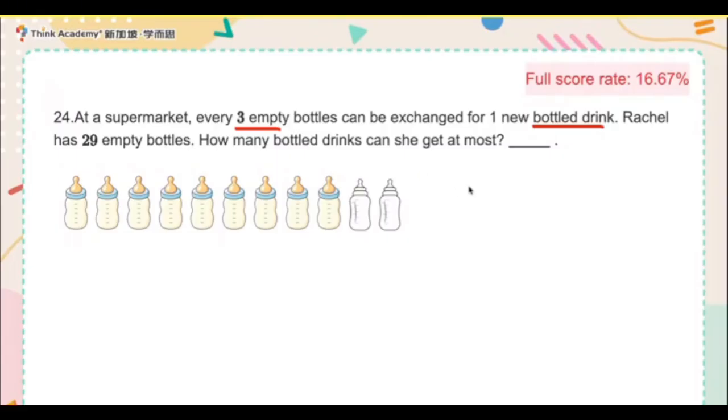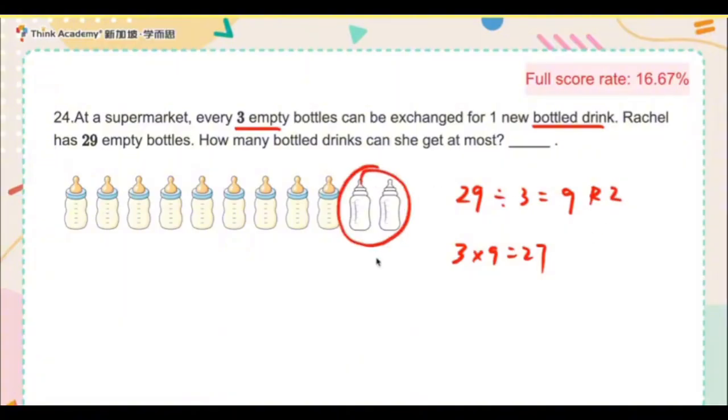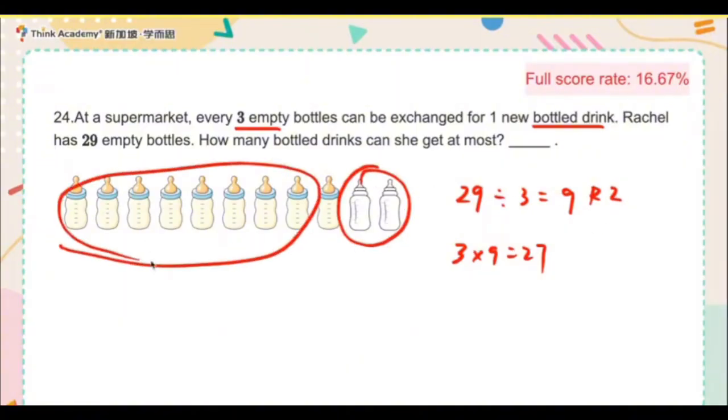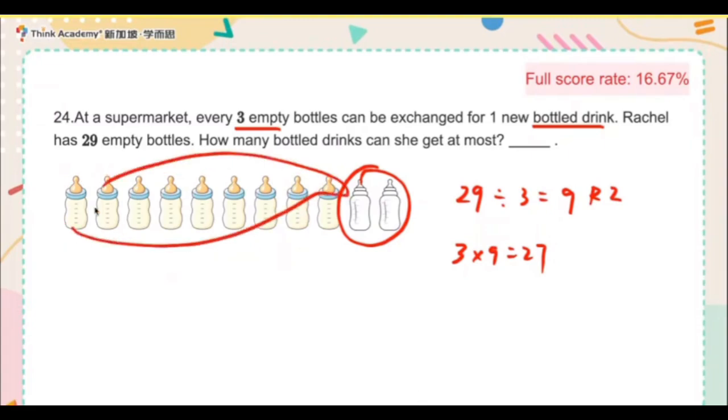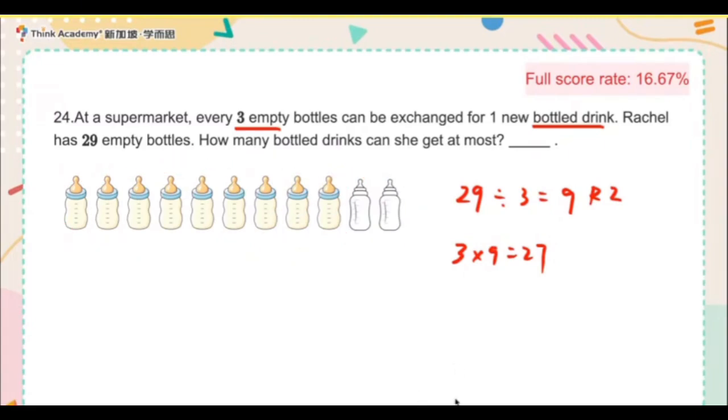Yeah, this one will be related to remainder, right? Let's see. 29 divided by 3 gives us how many whole groups? 9 whole groups, right? Because 3 times 9 gives us 27. And then we still have 2 empty bottles that cannot be redeemed, right? So you see we got a remainder of 2, these 2. We got 9 complete bottles, and then 2 empty bottles.